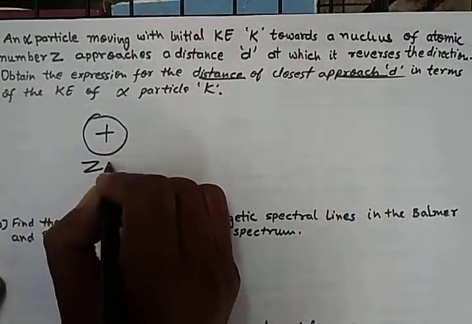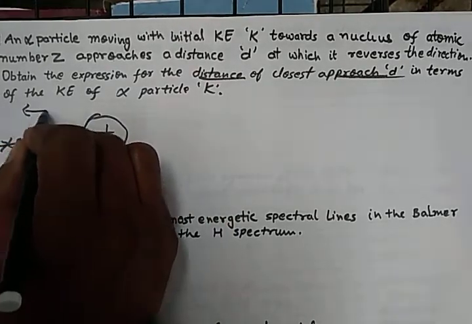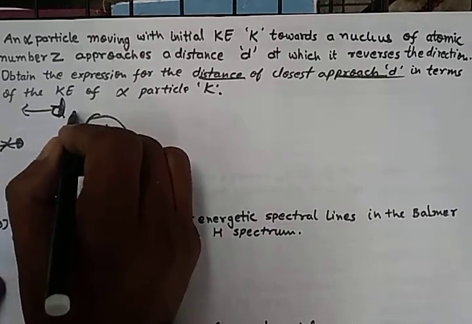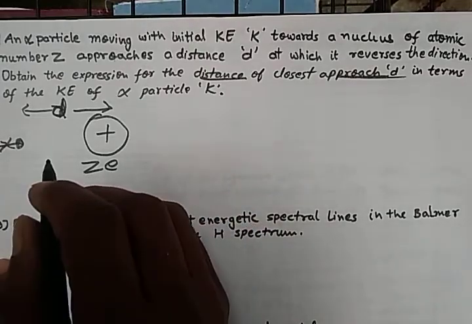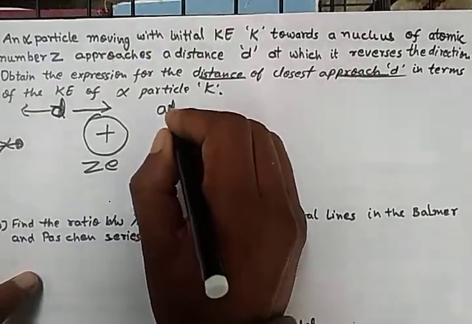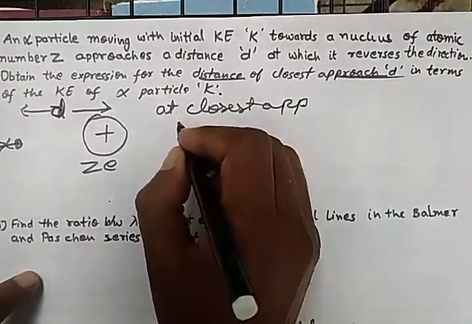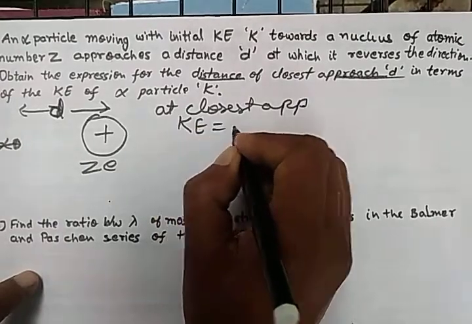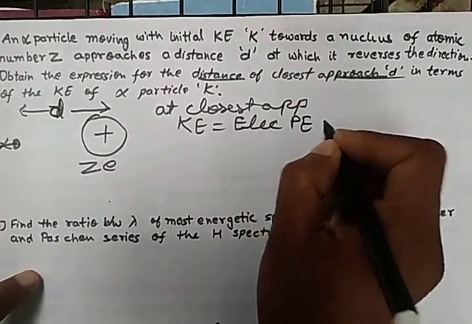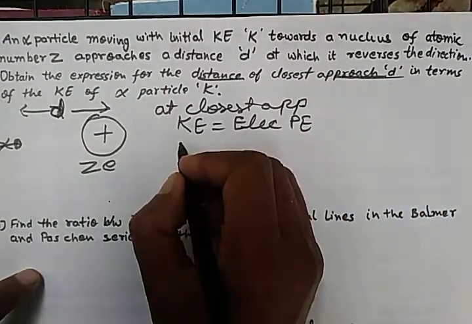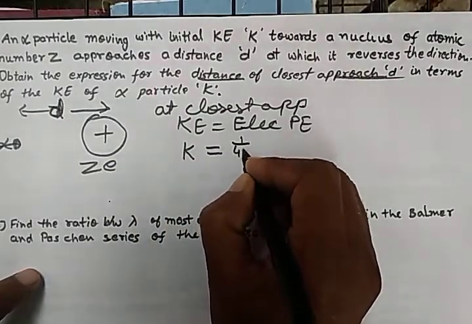This is Ze. This is our alpha particle coming, going. D this time it is. See, we can't use our own symbols. Whatever is given, we have to use that. So at closest approach, kinetic energy is equal to electrostatic potential energy at that instant. So kinetic energy is given as K, electrostatic potential energy 1 by 4 pi epsilon naught.